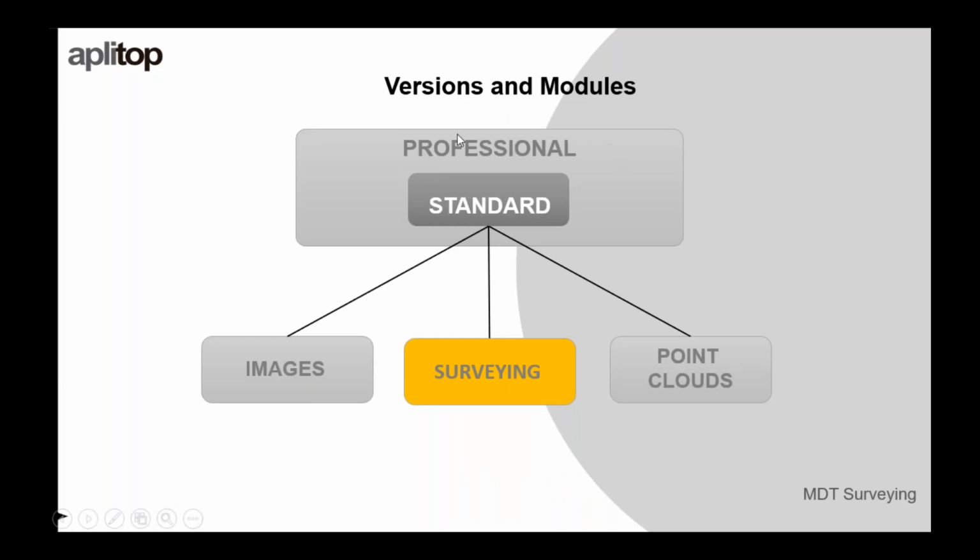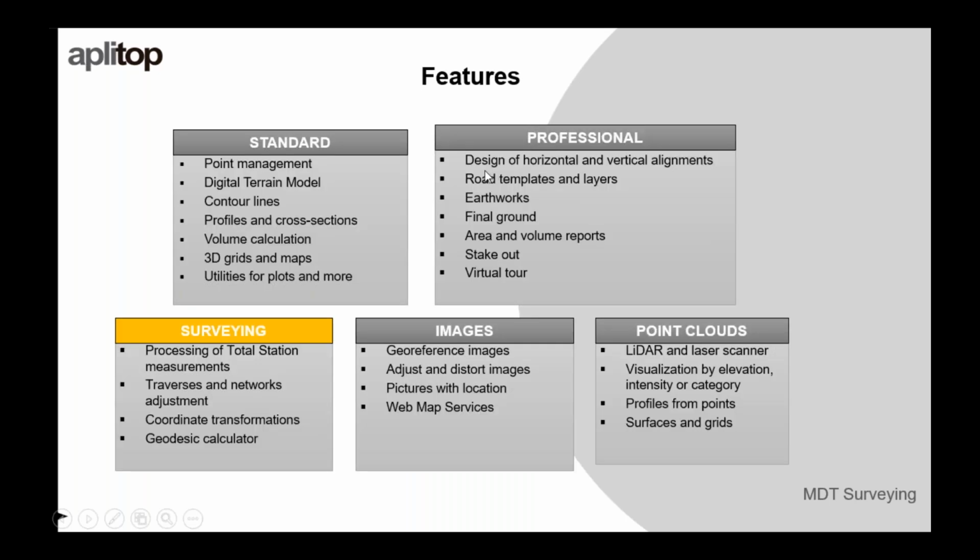TcpMDT has 2 versions, a professional version and a standard version. On each one, you can add the image module, the surveying module, or the point cloud modules. You can install point cloud on standard or on professional. The surveying module in yellow that we will see today can be installed on both the standard and the professional. What are the main features of each version and each module?